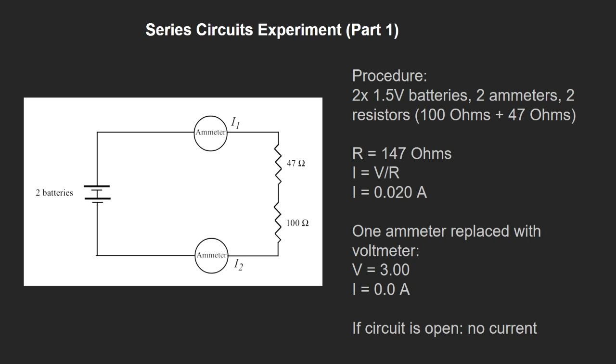Now, if you have one ammeter and you replace it with a voltmeter, then the V is going to be 3 and I is 0 amps. Another thing to know is if the circuit is open, there's going to be no current, as opposed to being closed.